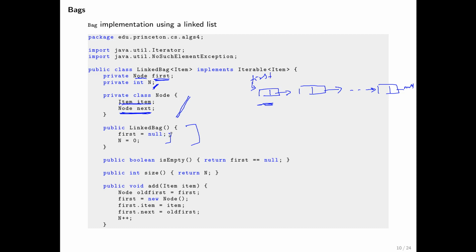Okay, so this just makes for readable code. Okay, so that's the constructor. Now let's look at the other methods. The next method is the isEmpty method from the API, and that's pretty straightforward.